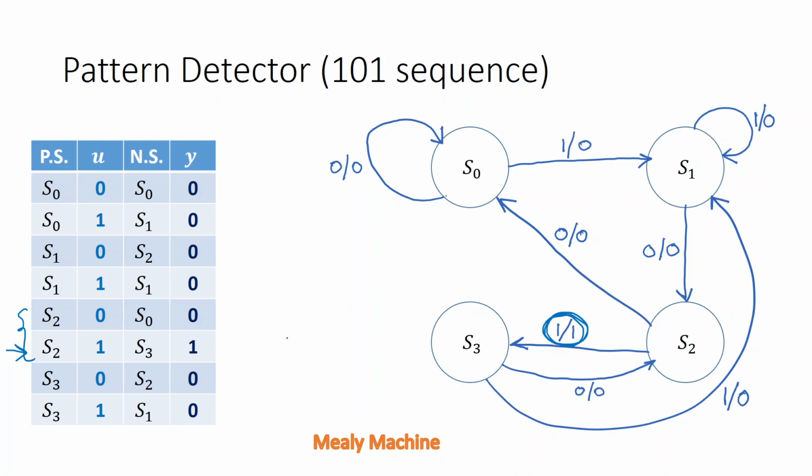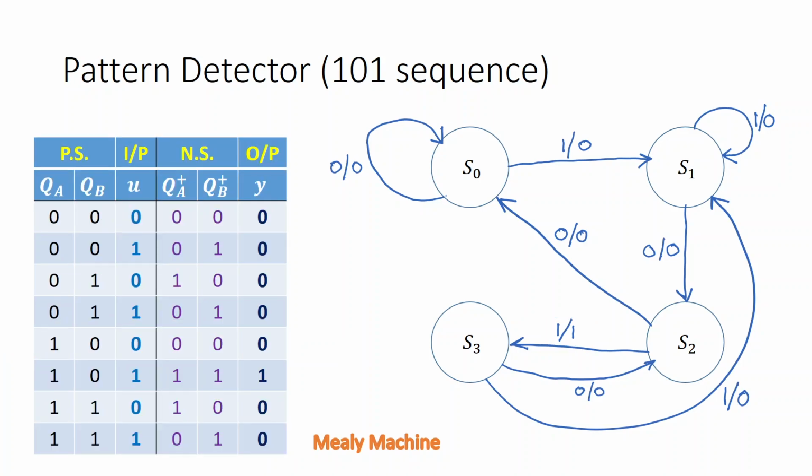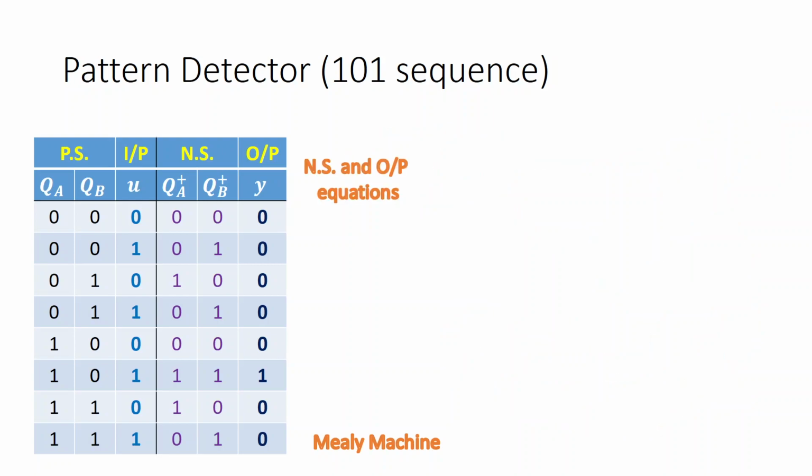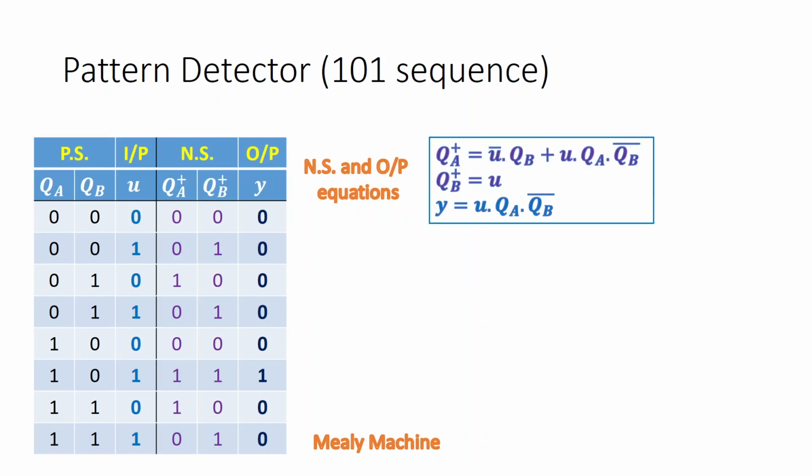Now you can again reformulate. So your state table is already reformulated in terms of Mealy, and you can draw it up in terms of QA QB, QA plus QB plus, and then find out the next state and output equations, and it will be a bit different than Moore. However, the output that you will obtain will remain the same. The behavior of the system will remain the same.